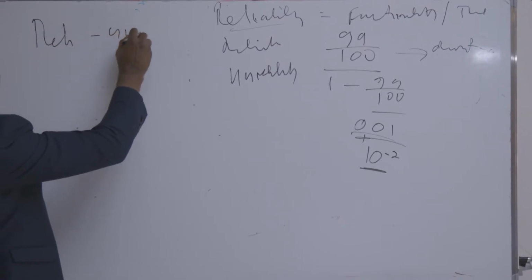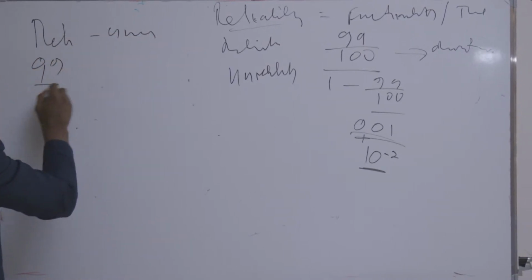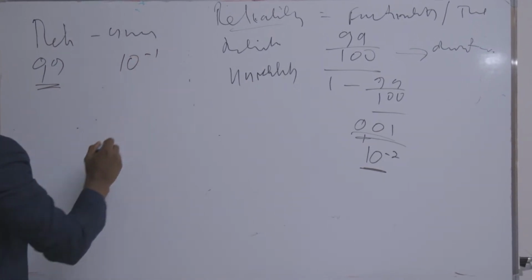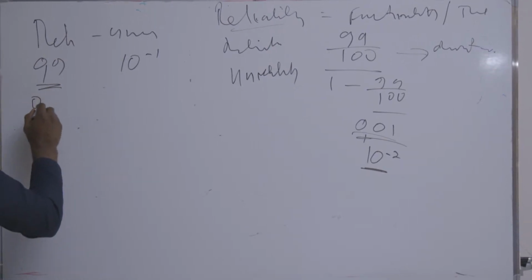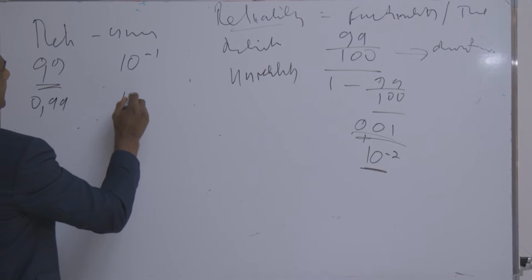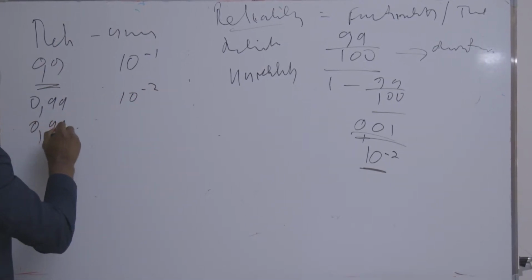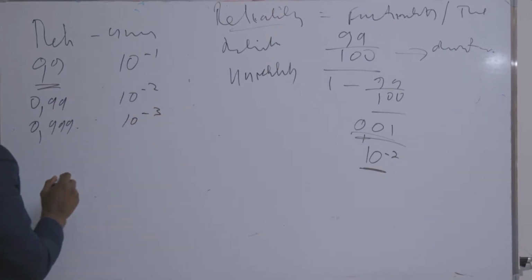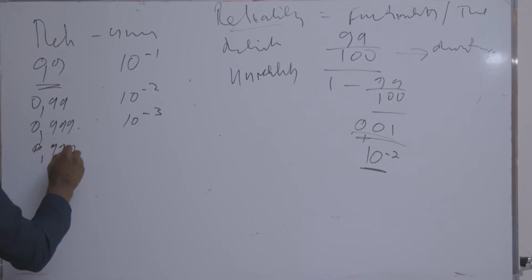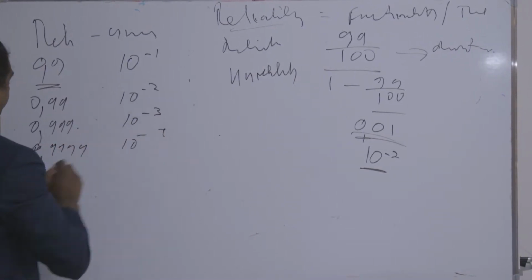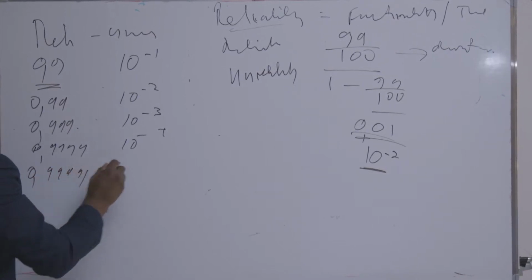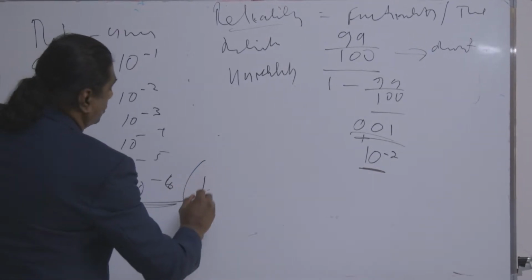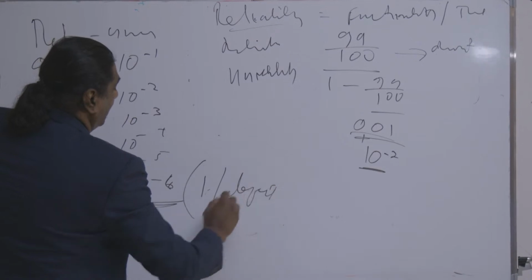So we discussed reliability and unreliability. 0.9 is reliability: we get it right 9 out of 10 times and wrong 1 out of 10 times. We get it right 99 out of 100, that's 10 to the minus 2. We get it right 999 out of 1,000 and wrong 1 in 1,000. And 10 to the minus 6 is 1 defect per million.